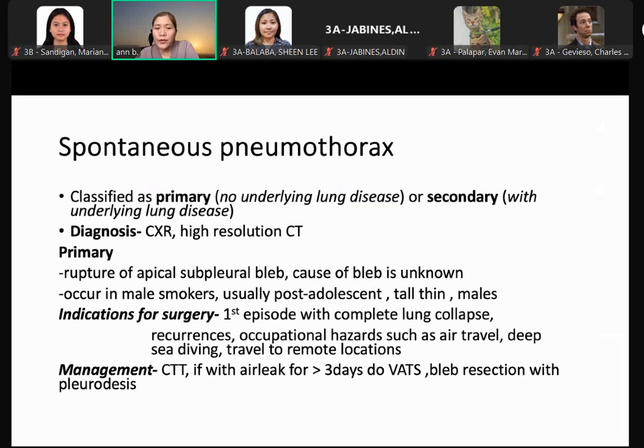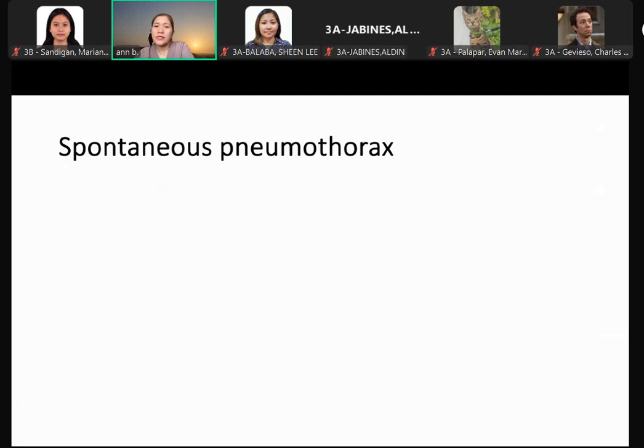So initial management is closed tube thoracostomy. If with air leak for 3 days, then we proceed with video-assisted thoracic surgery, bleb resection with pleurodesis. But nowadays, with the advent of minimally invasive surgery, we offer immediately the patients the video-assisted thoracic surgery. The prognosis is very good, with fast recovery of the patient, rather than waiting for the air leak to resolve for 3 days. So sometimes we offer VATS, the video-assisted thoracic surgery, immediately.